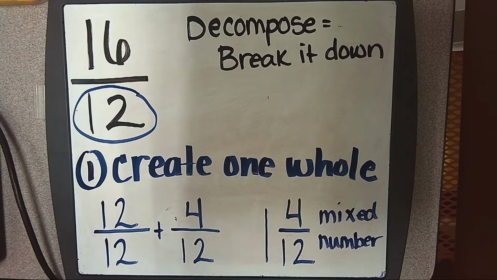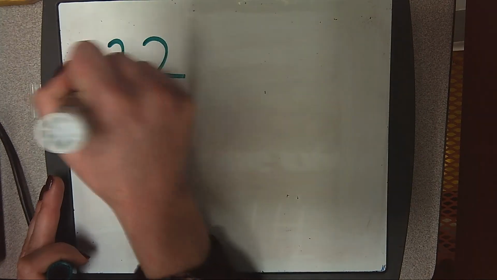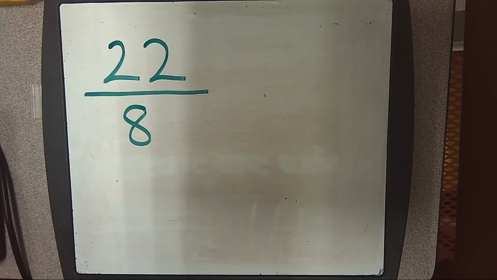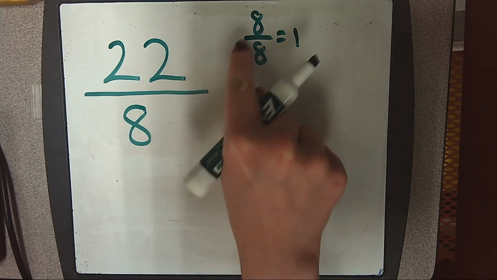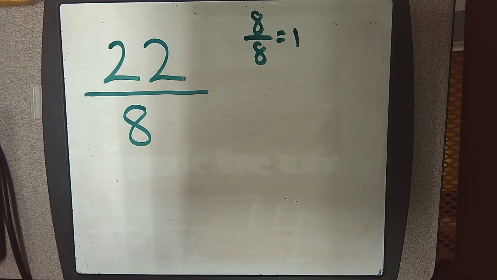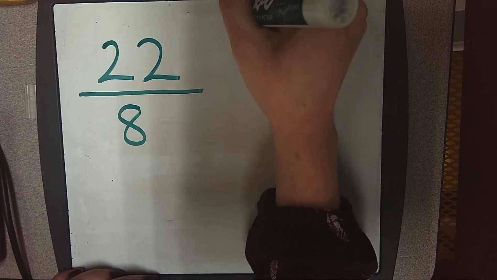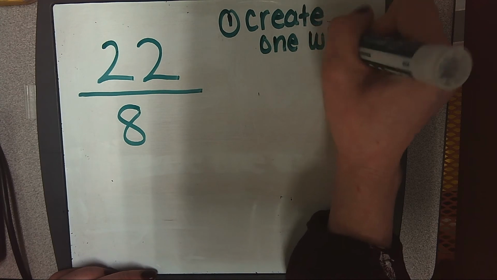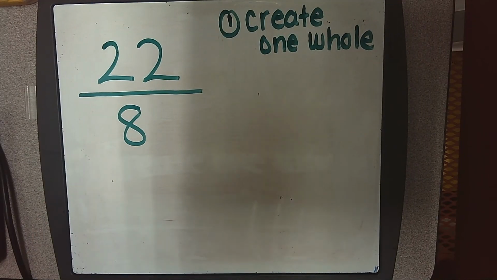And we can take a look at another example too. So let's say we had a fraction of 22/8. Well, I know that 22/8 is greater than 1 because thinking about 8 as our denominator, 8/8 is equal to 1. So if our numerator is greater than 8, this fraction is definitely bigger than 1. So we can turn it into a mixed number by breaking it down. So first step, create one whole. And I'll keep writing out my steps so you can see them. Create one whole. And as you'll see with this fraction, sometimes you can create more than one whole. So we'll just build on that.